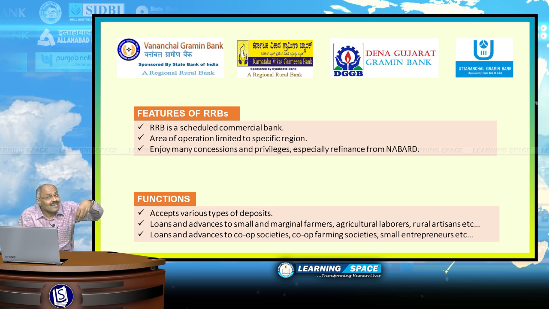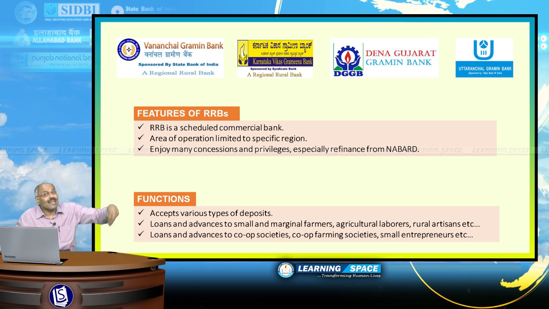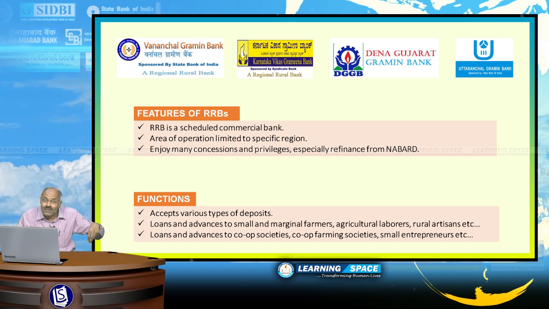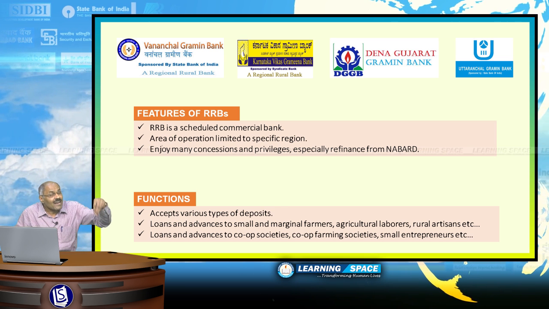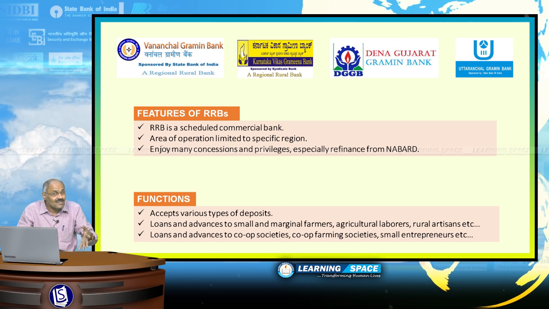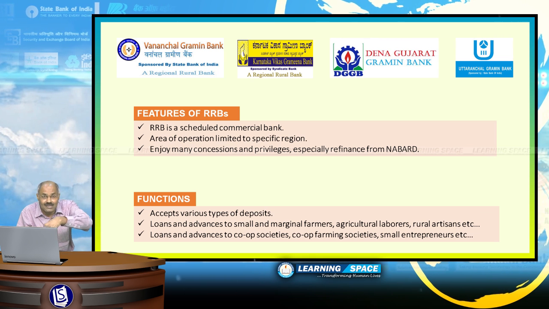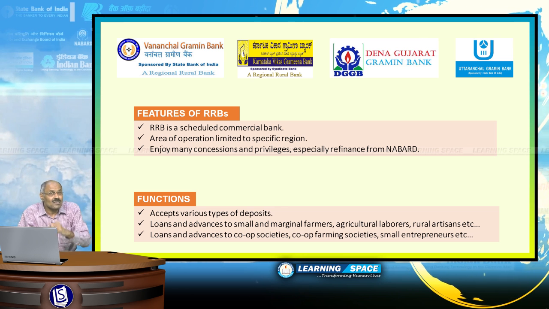Then normally interest rates will be slightly less when they are granting loans, and they enjoy many concessions and privileges, especially from NABARD. And various functions: accepts various types of deposits, loans and advances to marginal farmers, agricultural laborers, rural artisans. So, these are the functions.